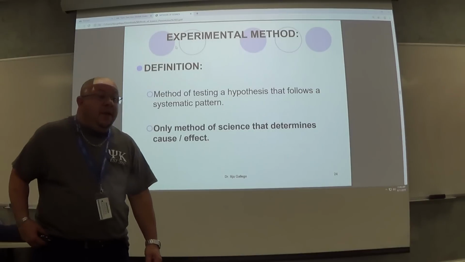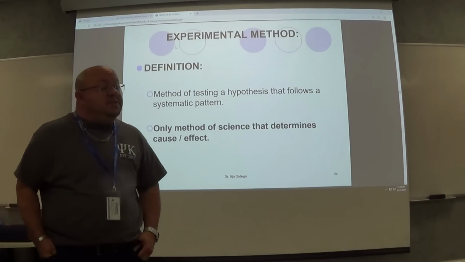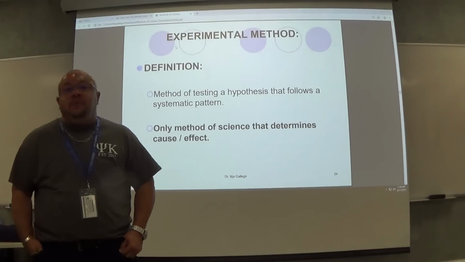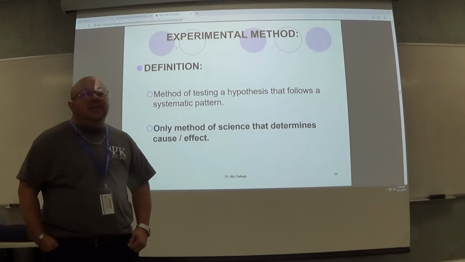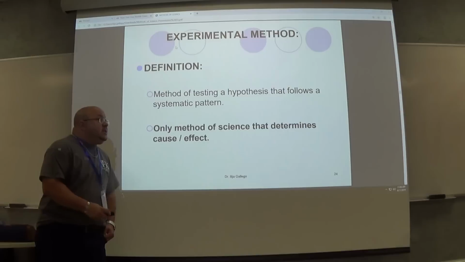In an experiment, we also test the hypothesis. So the third thing that an experiment does is it allows us to test a hypothesis, which is a testable prediction.